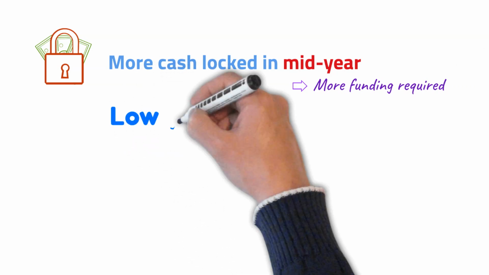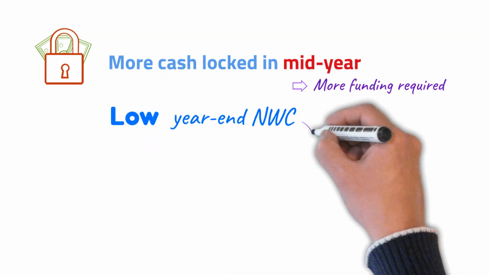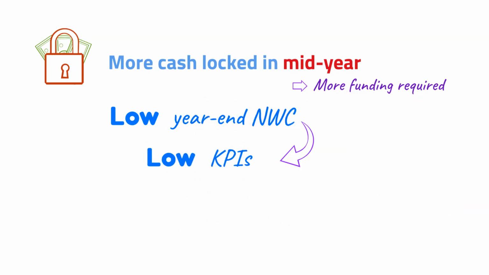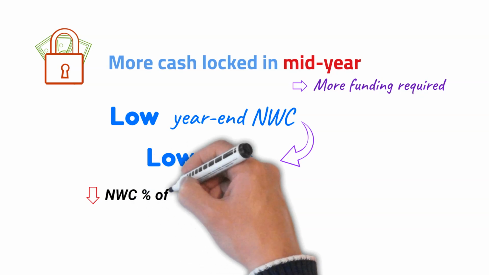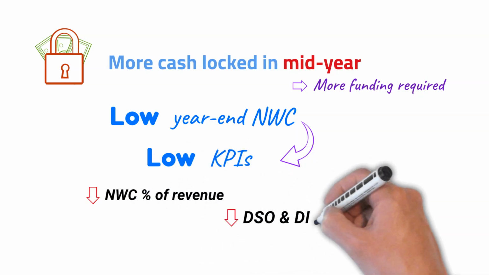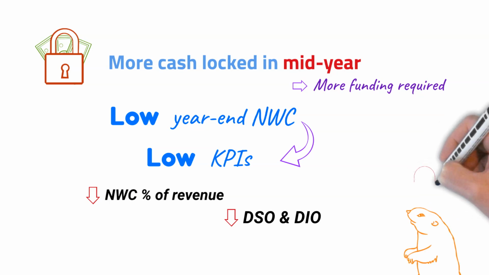Moreover, when calculating net working capital as percentage of revenue or, for example, days sales outstanding, you will apply huge total annual revenue to low balances in December. This will produce artificially low DSOs, which may hide the problems with the collection of receivables.